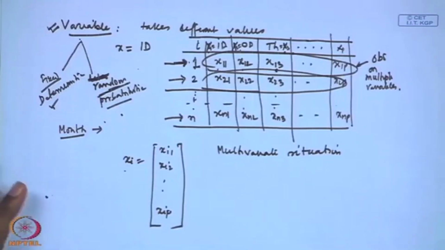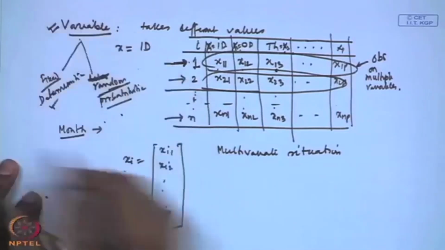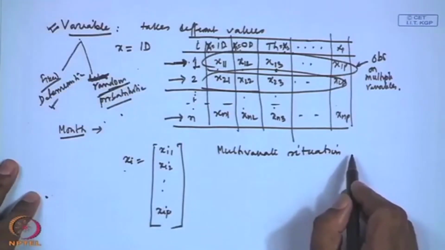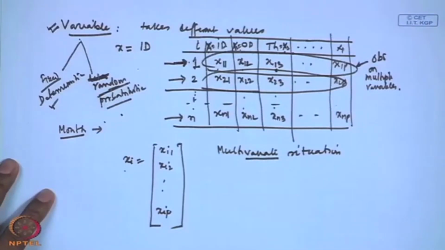Multivariate situation. Now, we define variable, we define multivariate situation. Let us understand what is variate then. Getting me?